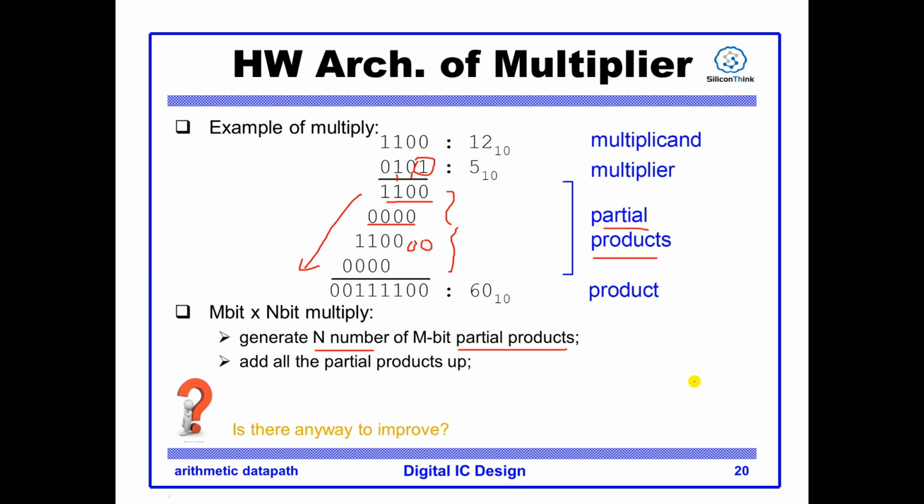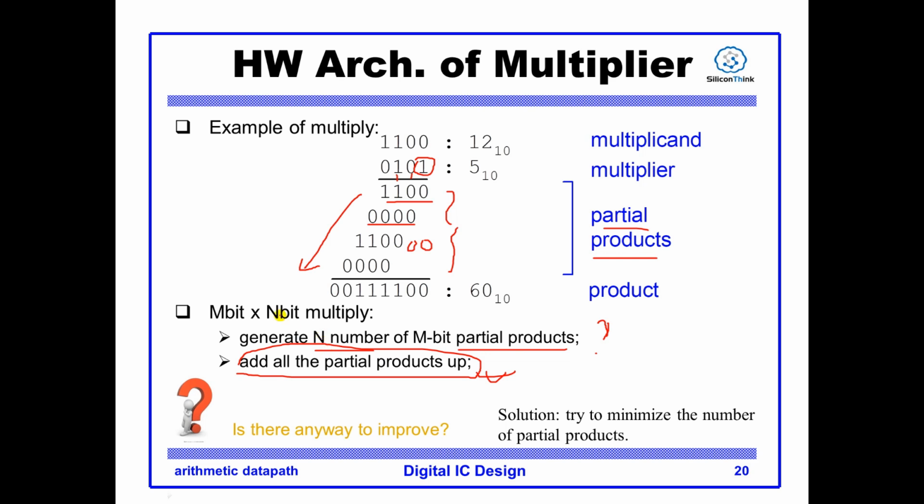But is there any way to improve? So the Wallace tree and the final add, it seems this part is hard to improve. So can we improve this part? Can we minimize the number of partial products?